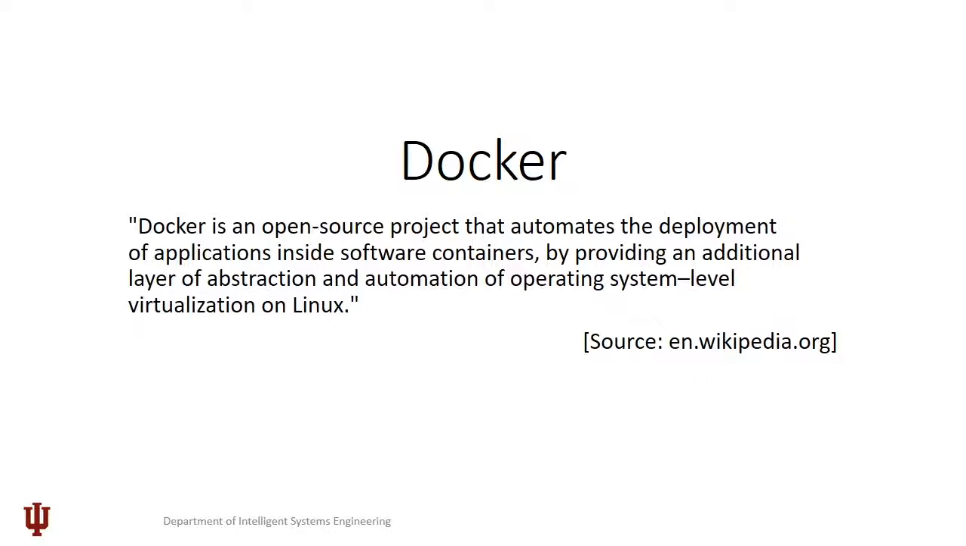So when we go into the actual definition of Docker, we see Docker is an open source project that automates the deployment of applications inside software containers by providing an additional layer of abstraction and automation on top of the operating system. So nothing new. That's exactly what we have told you before. But it's good to remind ourselves about this definition. And I actually copied this from Wikipedia, and I think this is a pretty good definition for Docker.